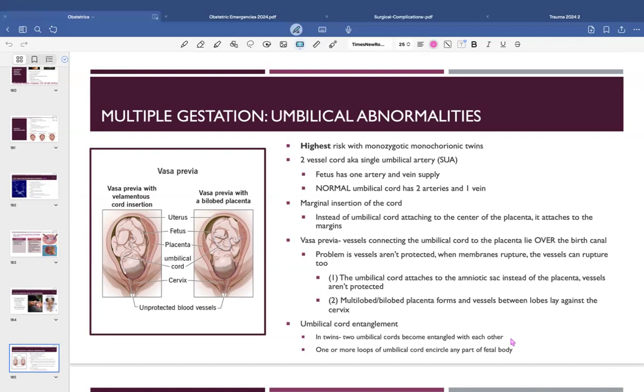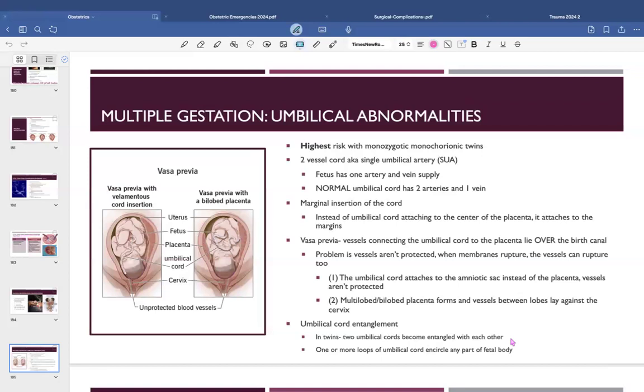They can also have, we talked about insertion of the cord, where the cord should attach to the center, but instead it attaches other places. Vasa previa, we just talked about placenta previa. Vasa previa is when the vessels connecting the umbilical cord to the placenta lie over the birth canal. So in placenta previa, the placenta was lying low. In vasa previa, the vessels are lying low.